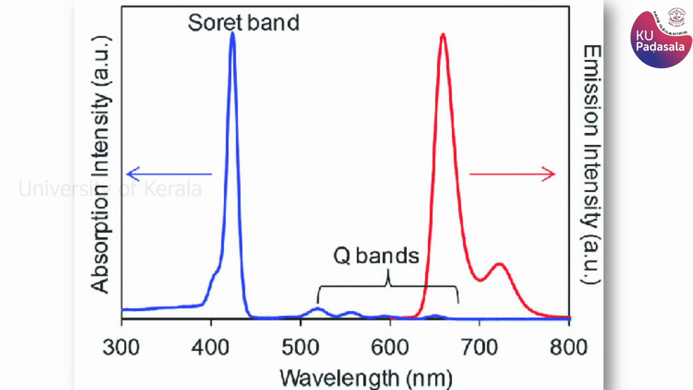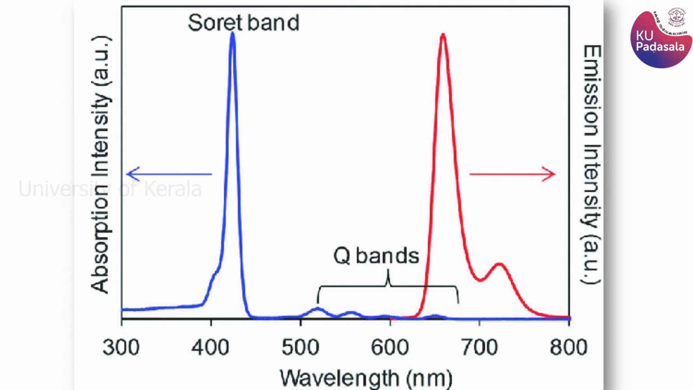The name Soret is the name of a scientist, and after that we can see 4 Q bands in the region ranging from say 525 to 650 nanometer. This is a characteristic absorption pattern of a tetrapyrrolic porphyrin. When you have other derivatives, of course there will be a change in the absorption spectrum, but this is an ideal absorption spectrum of a porphyrin where we can see an intense Soret band and 4 Q bands.